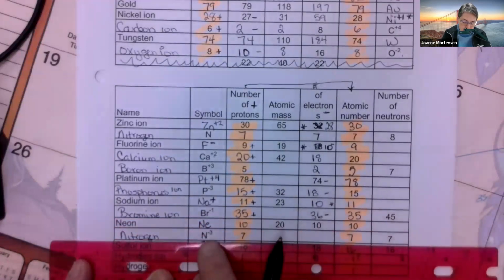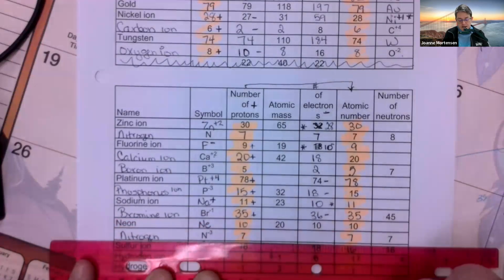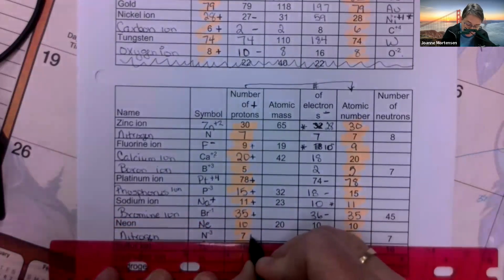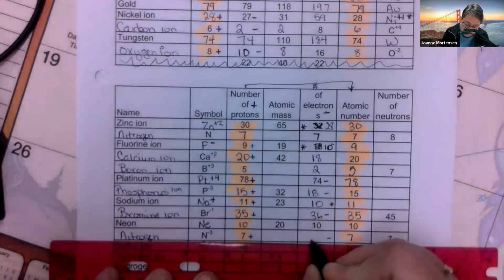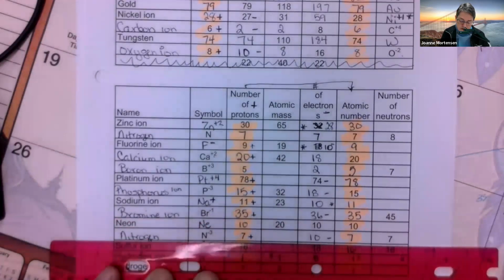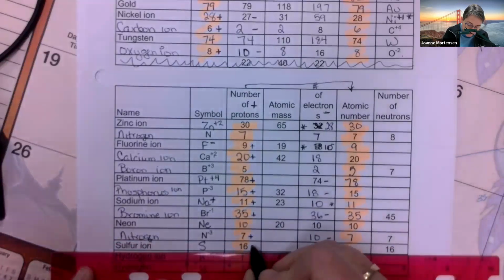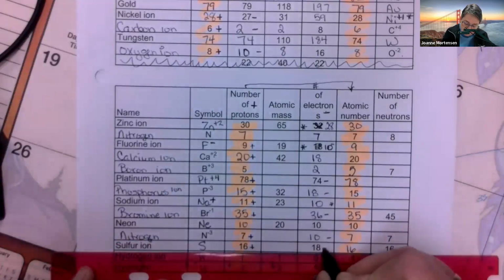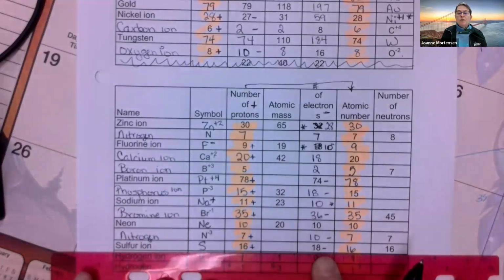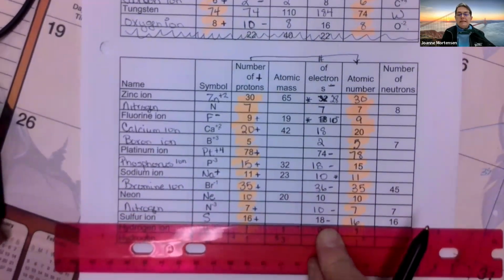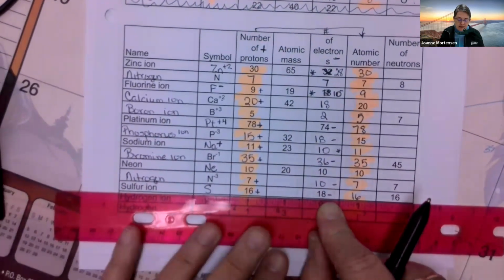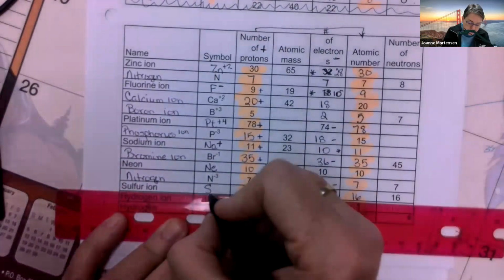Nitrogen, okay, nitrogen -3. So I need 3 more electrons. So my pluses, these are my minuses, and it's going to be 10. Now this one says it's a sulfur ion. I've got 2 more, move my screen, 2 more negatives. So this is going to be S -2.